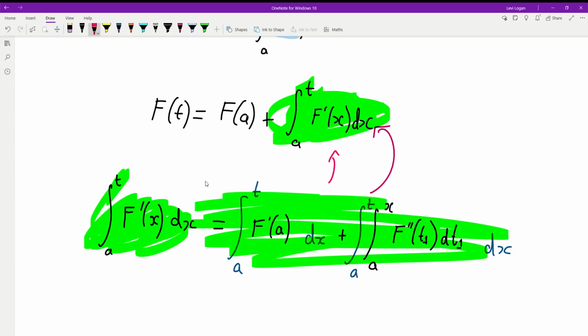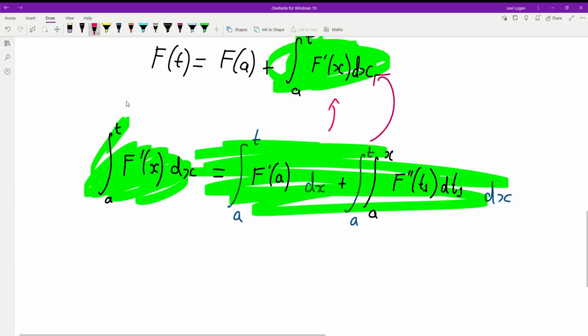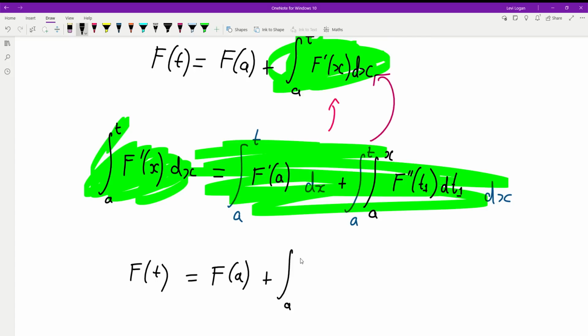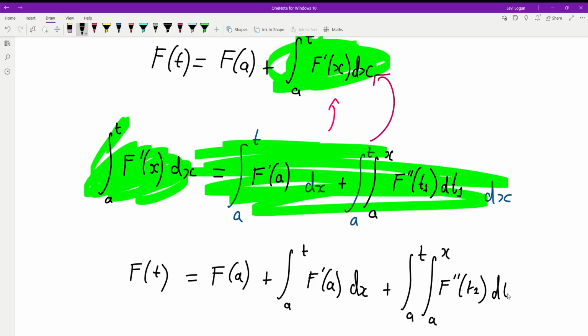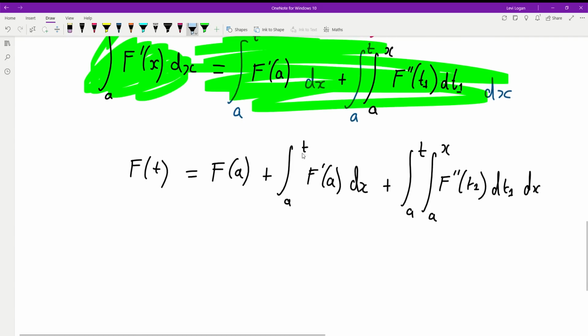If we do that, we get capital F of t, so f of t equals f of a plus the integral from a to t of f dash of a dx, plus the integral from a to t of the integral from a to x of f double dash of t1 dt1 dx. Now we can actually work out what this bit is straight away.